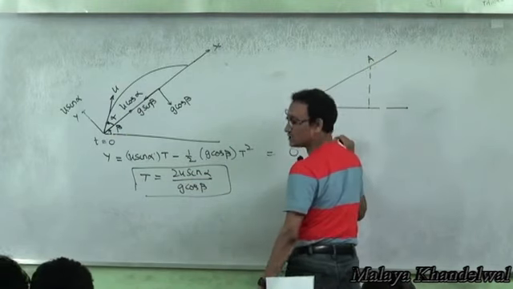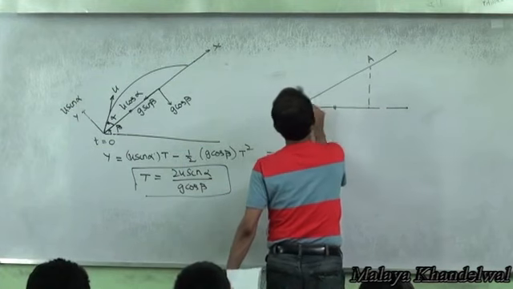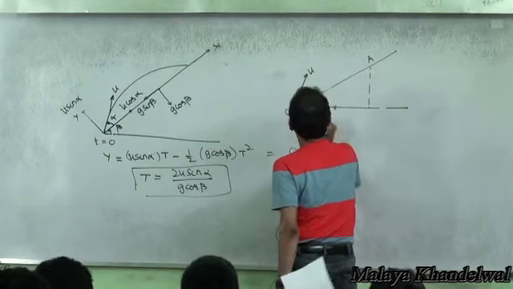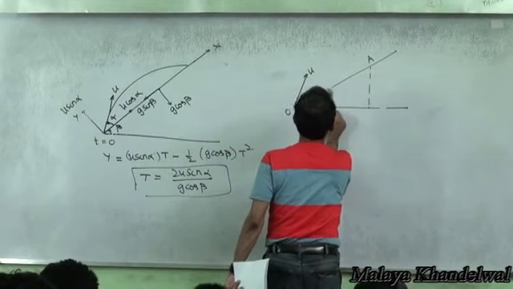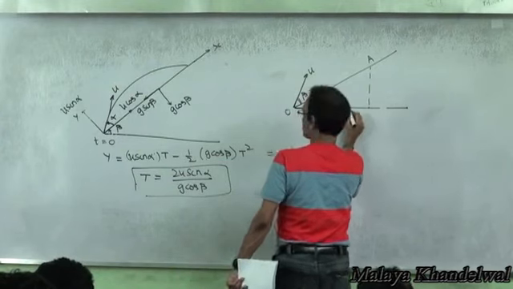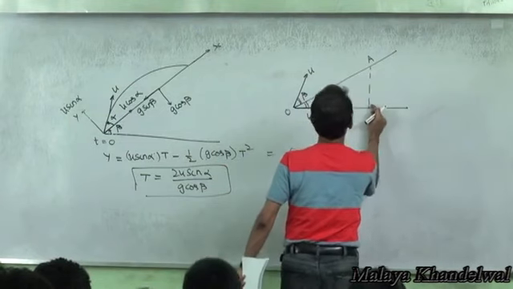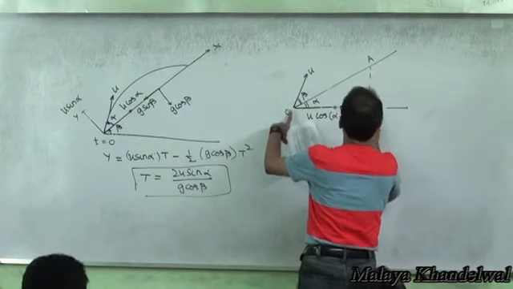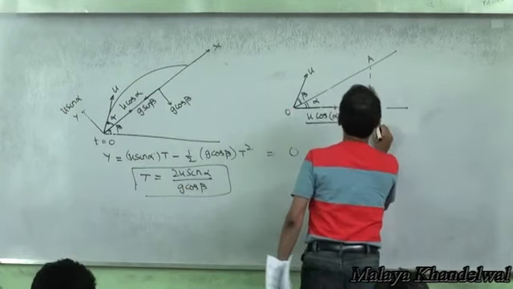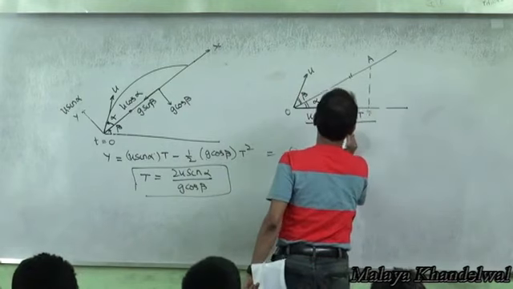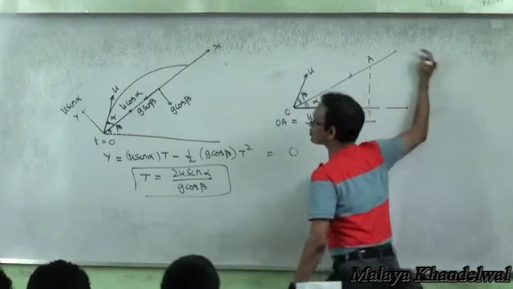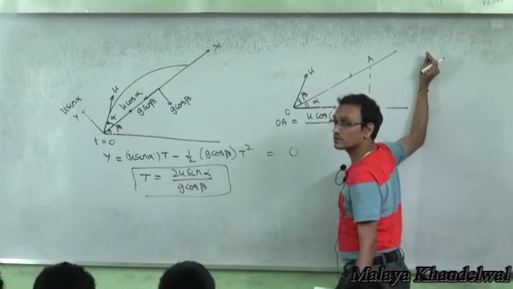O to A, that's the range. This is some alpha and beta. This is u. All that you need to do is take the component of u in this direction, which is u cos alpha plus beta. U cos alpha plus beta acting for t seconds would cause a horizontal displacement of this much, and the whole divided by cos alpha will give you the range OA along the plane, right? Do you remember all of this, right?